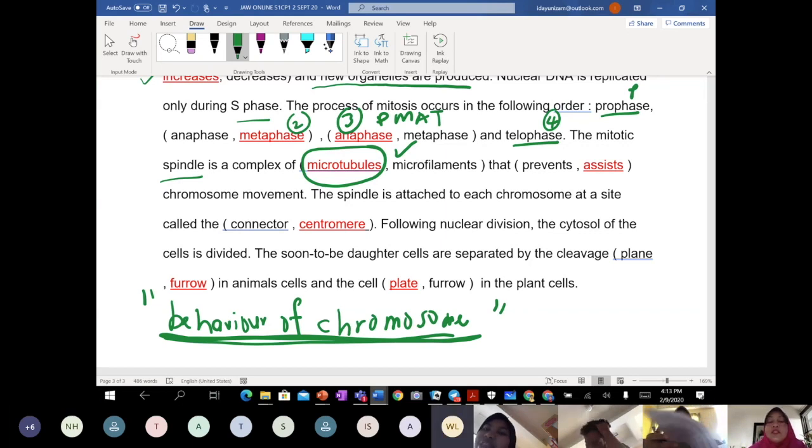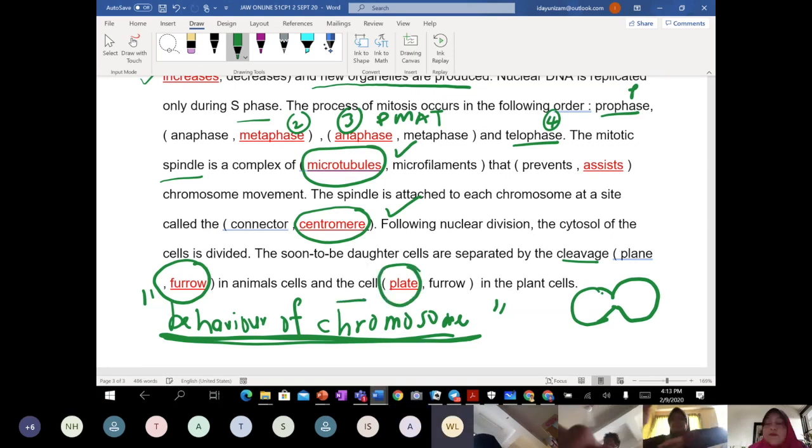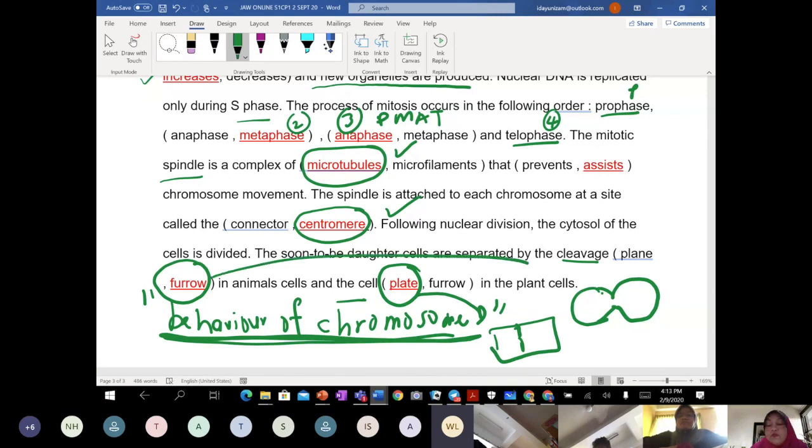So the spindle is attached to each chromosome at the site that we call the centromere. And last but not least, the soon-to-be daughter cells are separated by the cleavage, which we call a furrow. This one we will discuss later when we learn about mitosis, during cytokinesis. And in plants, we call it a cell plate. Later on we discuss the cell plate in plants, and in animals it is a furrow.